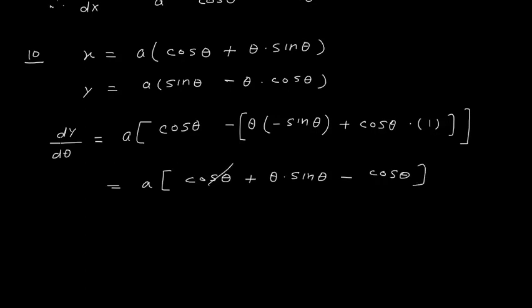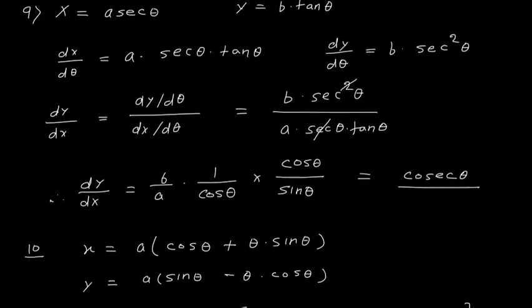So this cos theta and minus cos theta cancel, and we have a into theta into sin theta. This is dy upon d theta. So dy upon d theta is a theta into sin theta. This we will consider as equation 1. This is the value of dy upon d theta. Similarly, dx upon d theta.